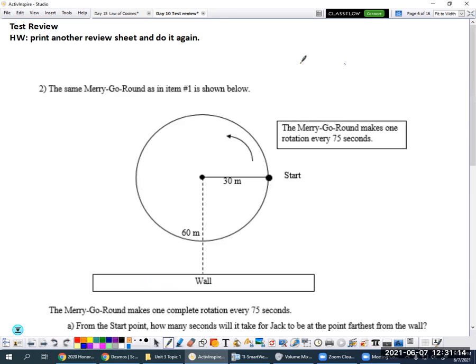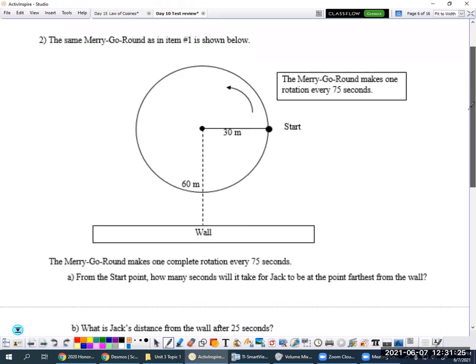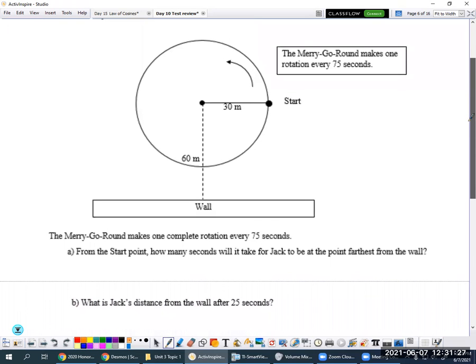So we have the same merry-go-round as number 1, and we're told that this merry-go-round is now making one rotation every 75 seconds. So a slight change in speed, I believe. From the start point, how many seconds will it take Jack to be at the furthest point from the wall? If it's 75 seconds to go around, half of 75 is 37.5 seconds, and then half of that would be 18.75 seconds.